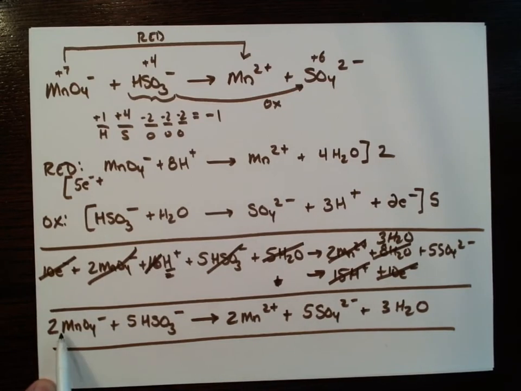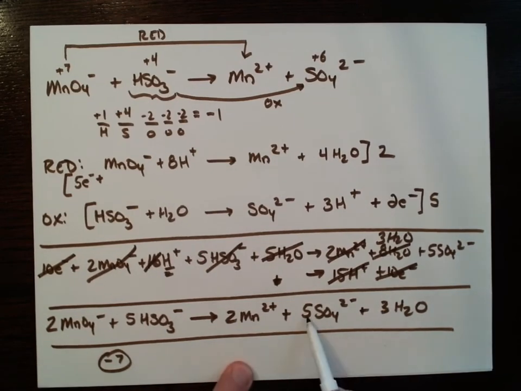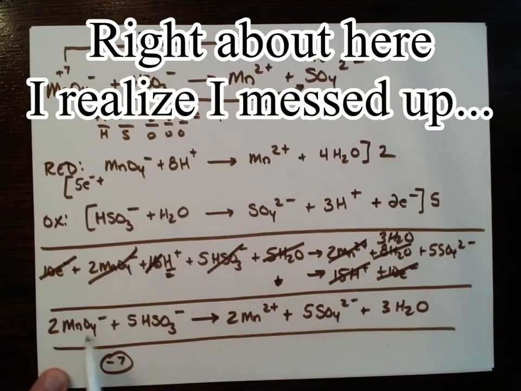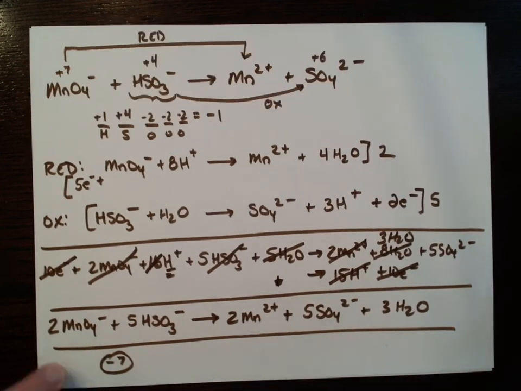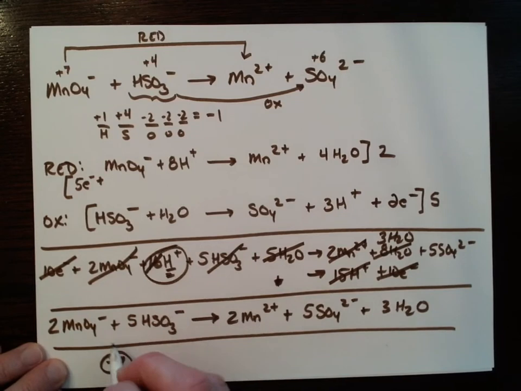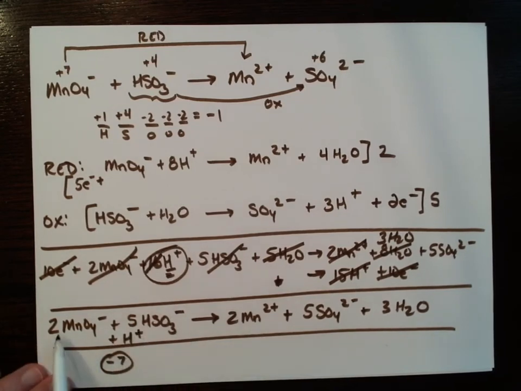So I've got 2 negatives and 5 negatives for a total of negative 7 on this side. And on this side I have 10 negatives. Oh, somehow it screwed up. Oh, phew! My H plus. I forgot it. There it is. I thought I did everything right. Okay. So let's look at this again. 2 negatives and 5 negatives gives me a negative 7 plus this H plus. So I've got a negative 6 charge on this side.